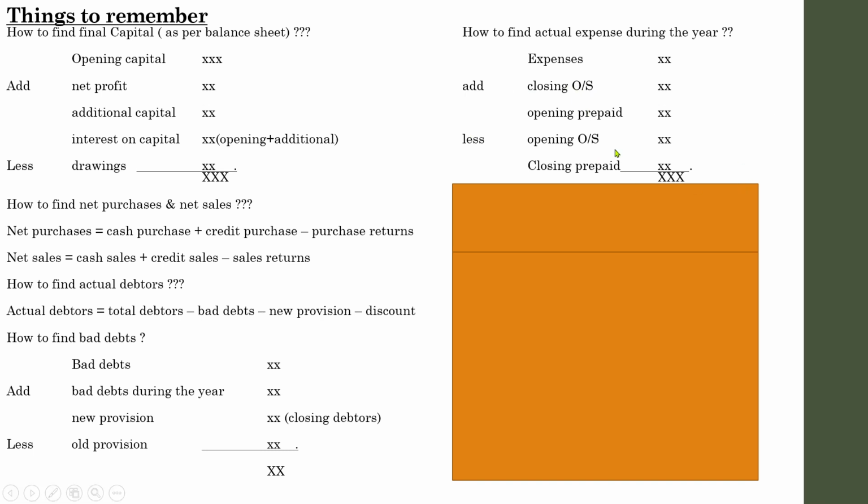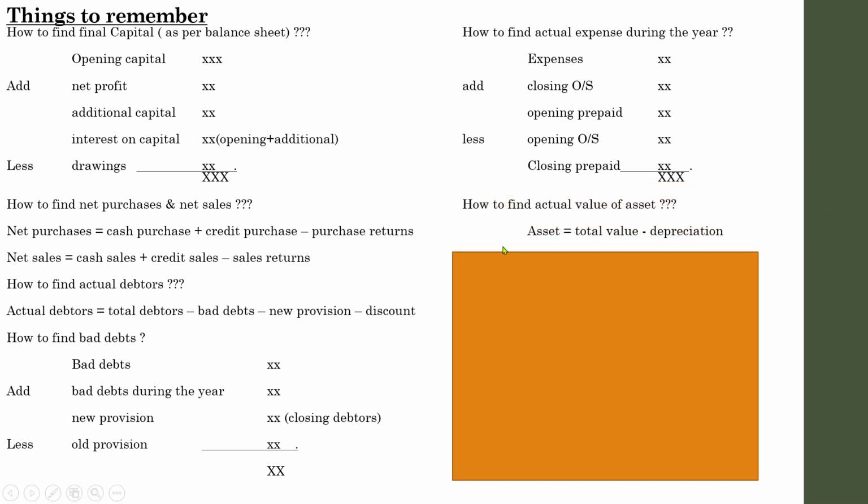For understanding purposes only, I am showing all the items in a single format. If you familiarize yourself with or remember this format, you can do this particular adjustment in any problem. So that is with regard to the expenses. Similarly, it will be followed in the case of income also. So just familiarize yourself with this one.